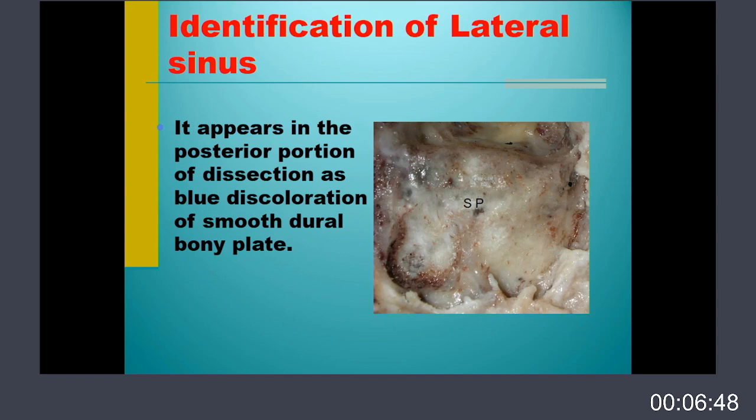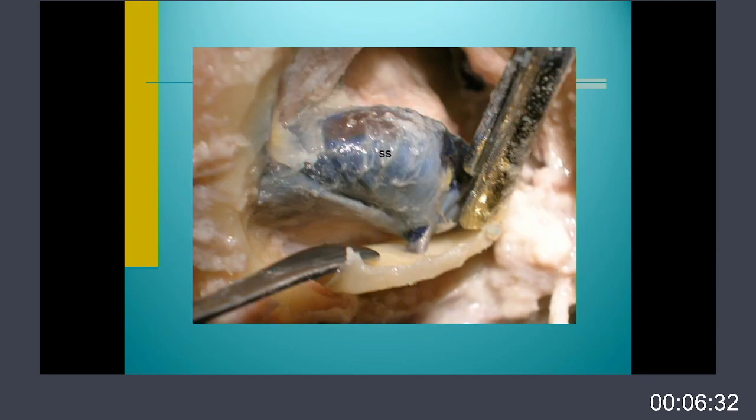Posteriorly, the sigmoid sinus plate is there, a smooth plate, and we can keep on doing the dissection until the time we find cells. The dural plate and the sinus plates are plate-like structures without any cells. So in this picture, the sigmoid sinus has been exposed. It was injected bone.